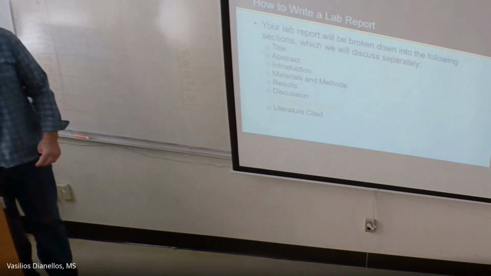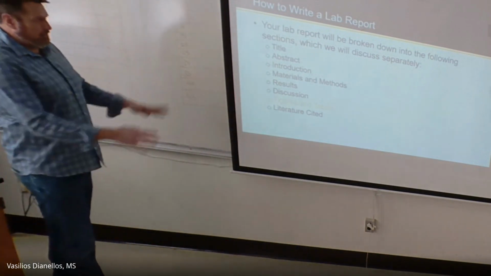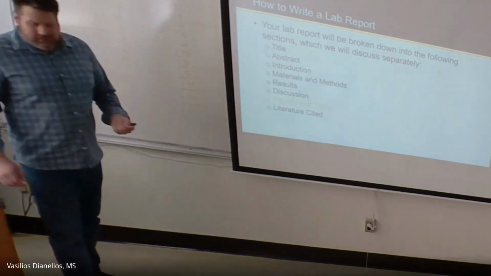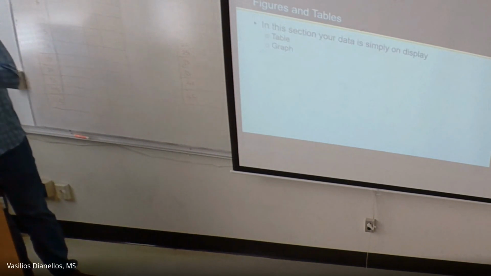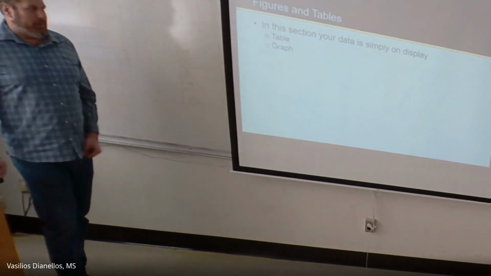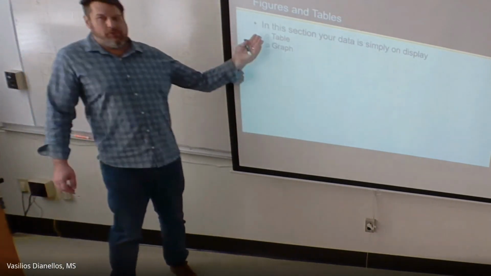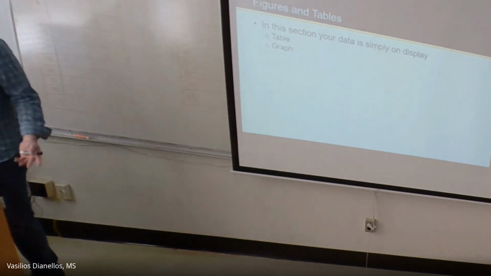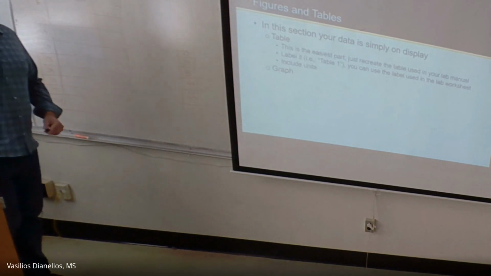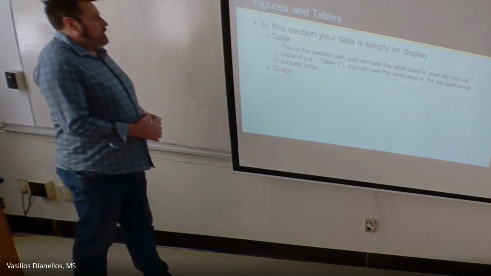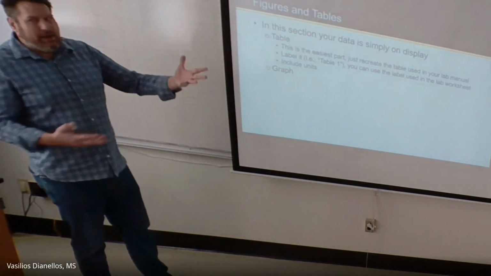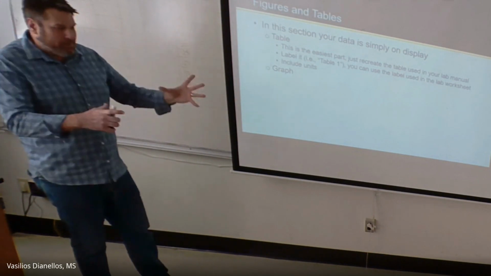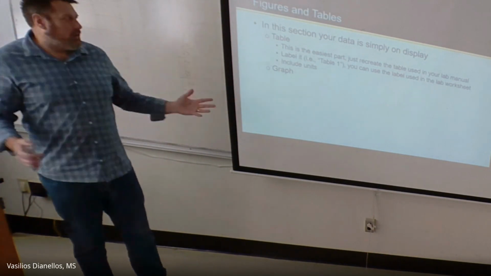This one's so simple. So simple, especially now that we're doing everything digitally. Figures and tables, you're basically going to take what's on your lab worksheet and copy and paste it here. That's it. You're going to need a table, like you're going to fill out already on the worksheet. You're going to make a graph, like you've been doing all semester. The table is the easiest part, because again, it's what's in your lab worksheet, right? So you can literally copy it and paste it, and you're done.